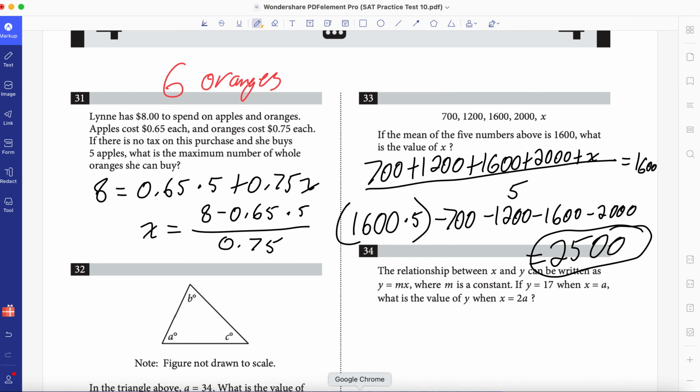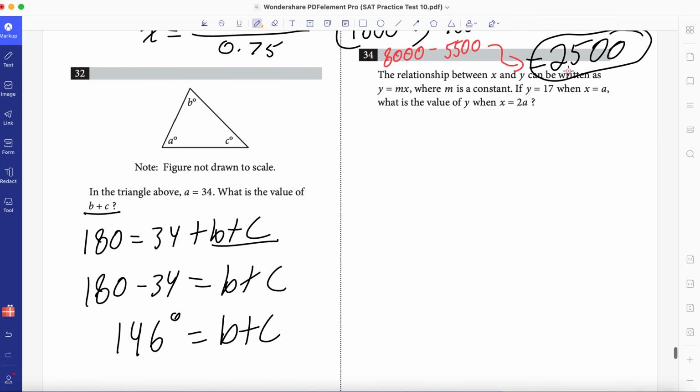And yeah, because here the sum of all these numbers is going to equal 5,500, and then it's going to be 8,000 minus 5,500. That's going to equal 2,500.